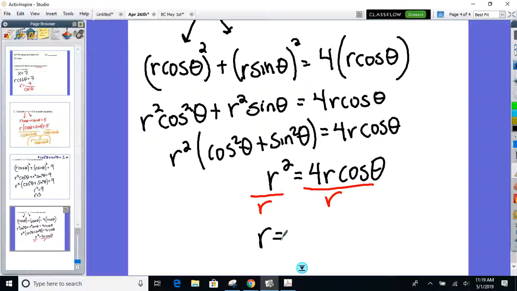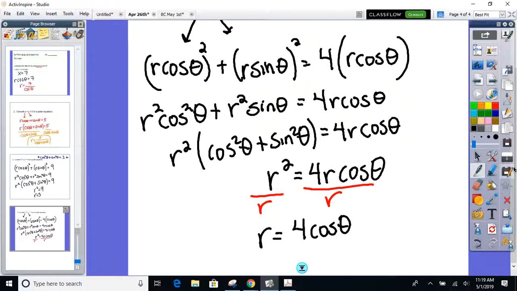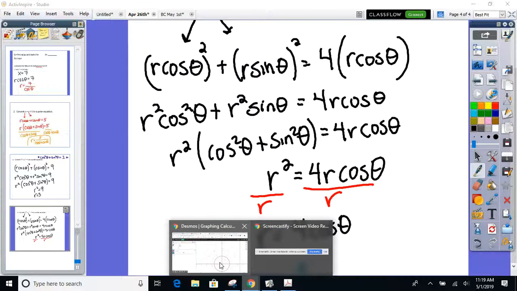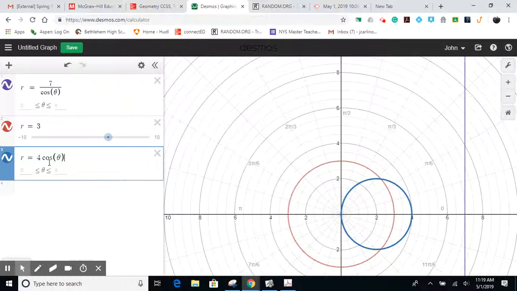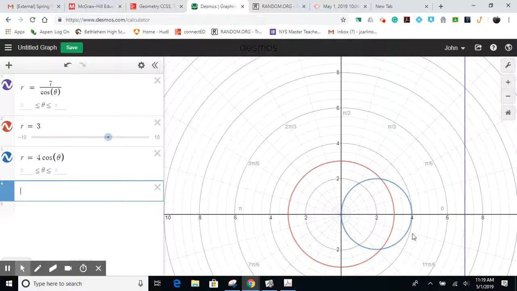And then what do I end up with over here? What was this graph going to be again if I graphed it on the XY? Okay, real quick, just to end it. Just humor me for a little bit. 4 cosine theta on the polar graph. R equals 4 cosine theta. There it is, that blue one right there. Circle on the polar graph.